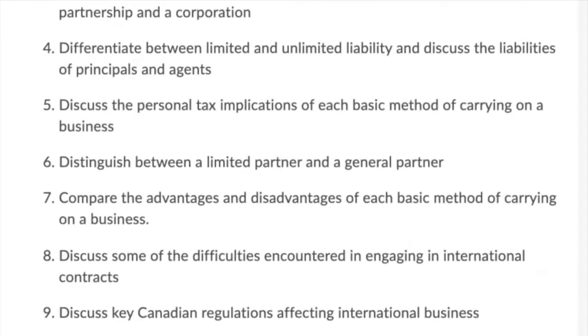Okay, and discuss the personal tax implications of the basic method of carrying on business. We talked about how taxation is addressed in each, and basically the sole proprietorship and partnership is taxed as if it's in the individual's hands, whereas a corporation is taxed as a corporation. Corporations tend to have lower rates of tax.